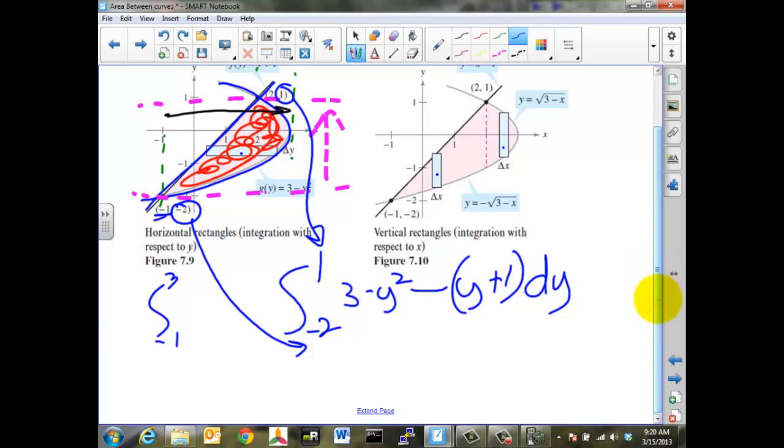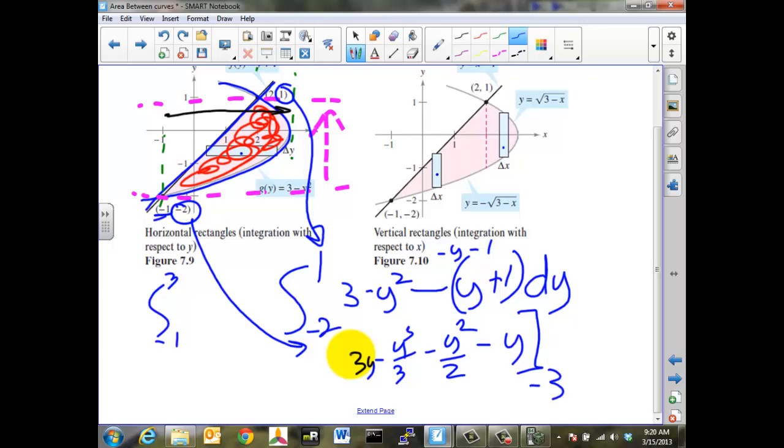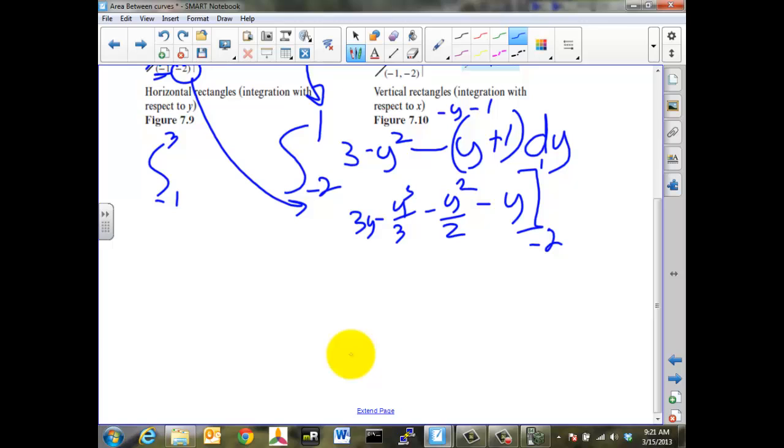Integration should be straightforward here. It's 3y minus y cubed over 3. This would be minus y minus 1, so I'm going to make it minus y squared over 2 minus y. I recommend to you that you write out every step here, because if you don't, you're going to miss something and you're not going to know why you missed it.